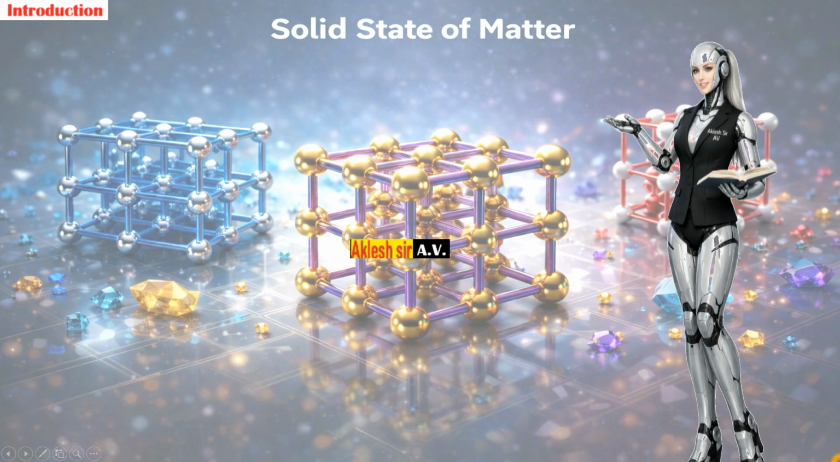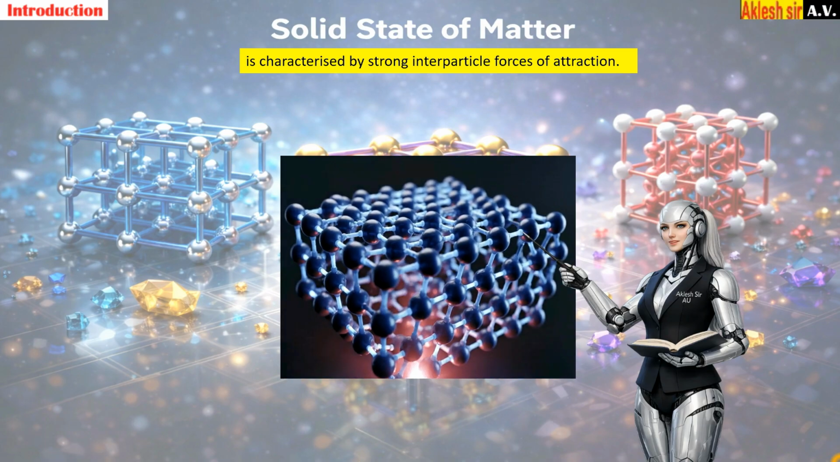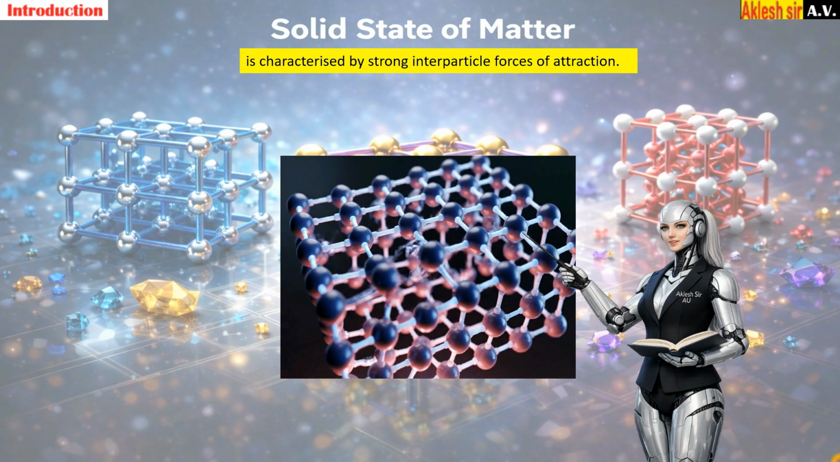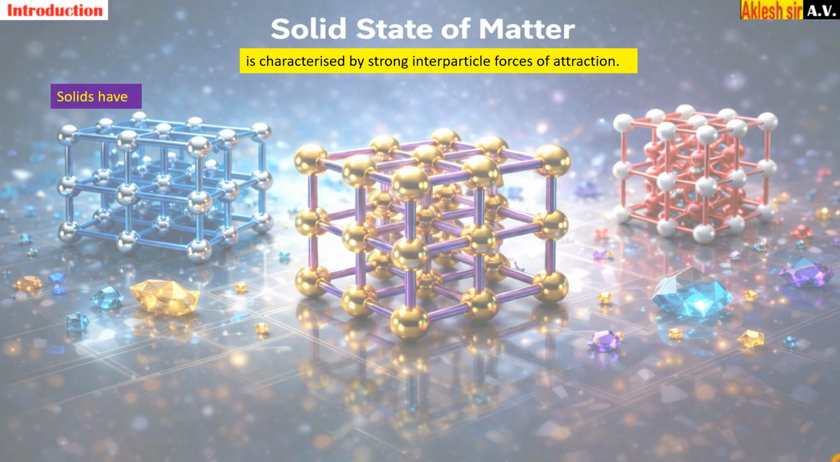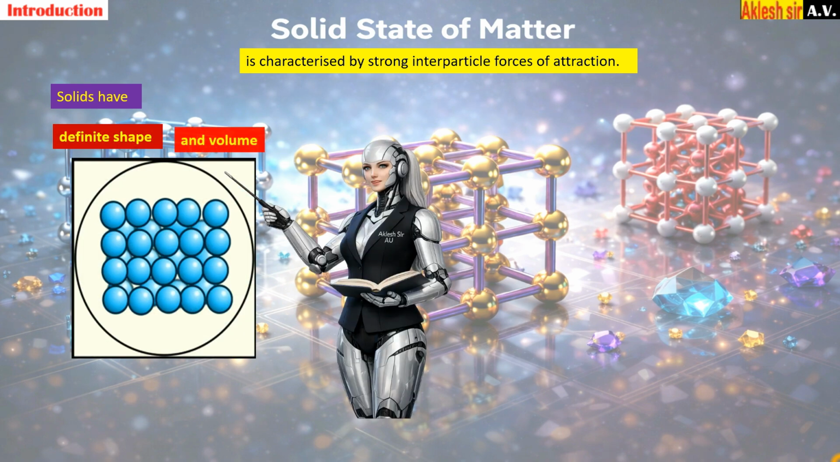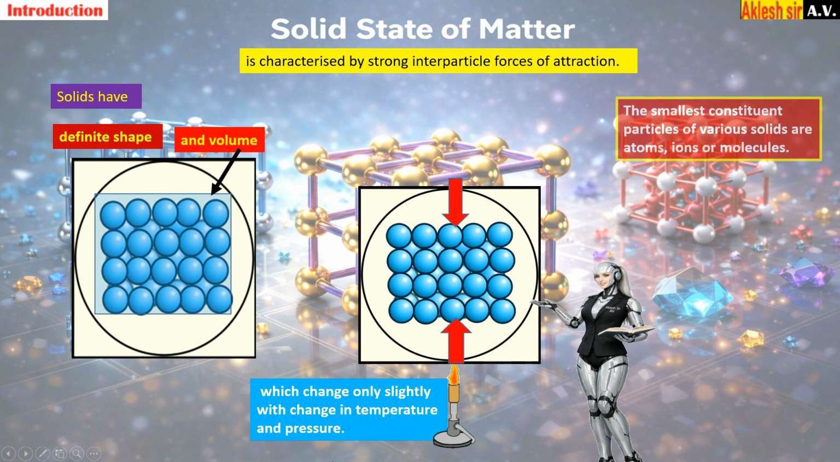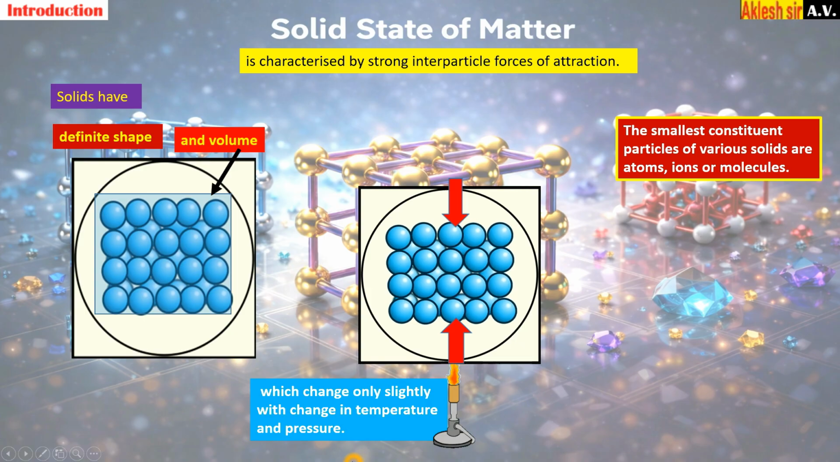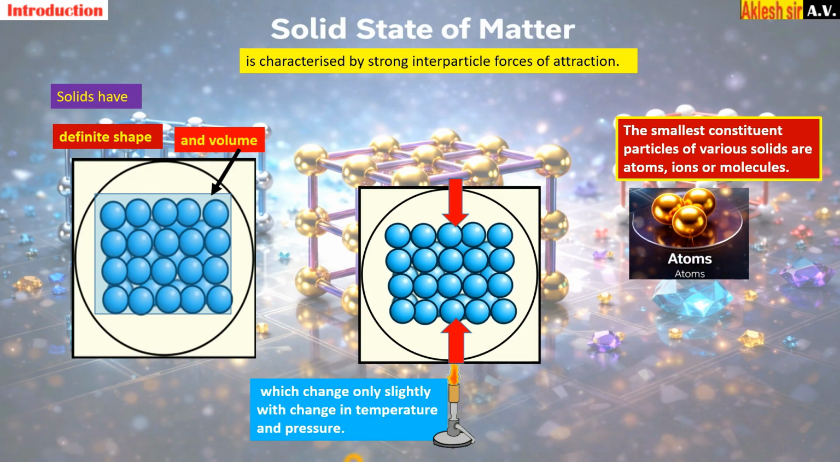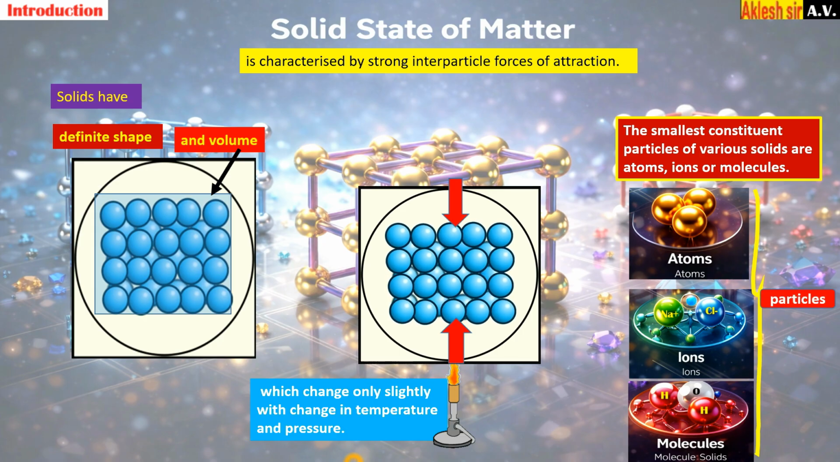The solid state of matter is characterized by strong interparticle forces of attraction. As a result, most solids have definite shape and volume, which change only slightly with change in temperature and pressure. The smallest constituent particles of various solids are atoms, ions or molecules. All such smallest constituent particles of solids will be referred to as particles in this chapter.